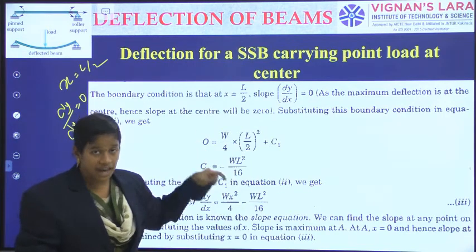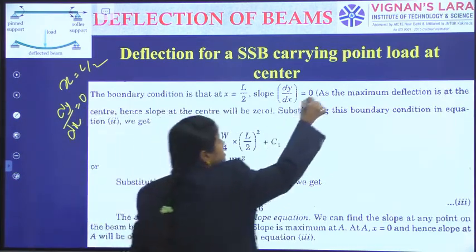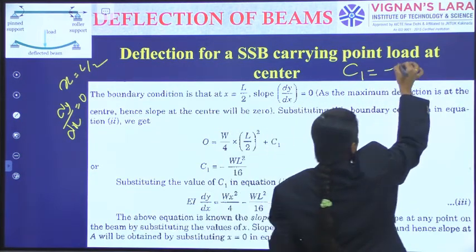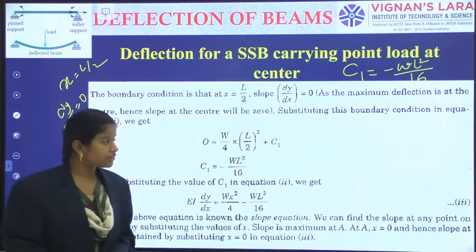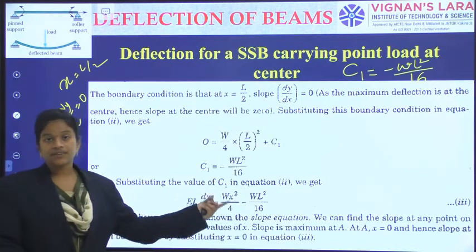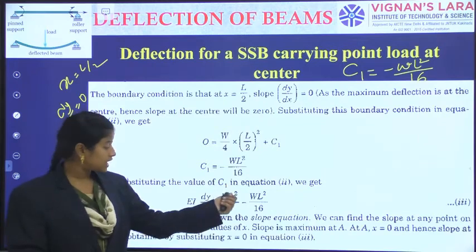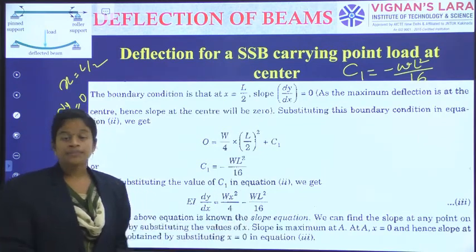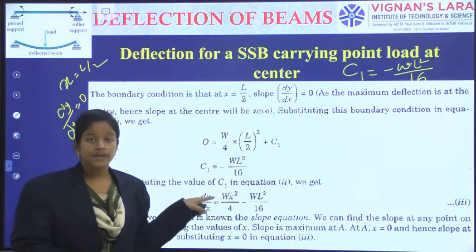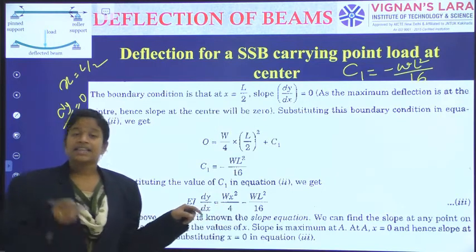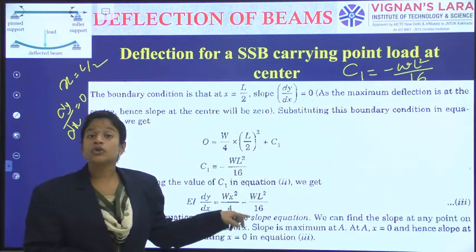We have substituted and we have got C1 is equal to minus WL square by 16. Yes, the integration constant C1 is minus WL square by 16. After substituting the C1 value in the above equation, we have got EI dy by dx is equal to Wx square by 4 minus WL square by 16. Whatever the value of x you substitute in this equation, you can evaluate the corresponding point's slope. So, the above equation is known as the slope equation.